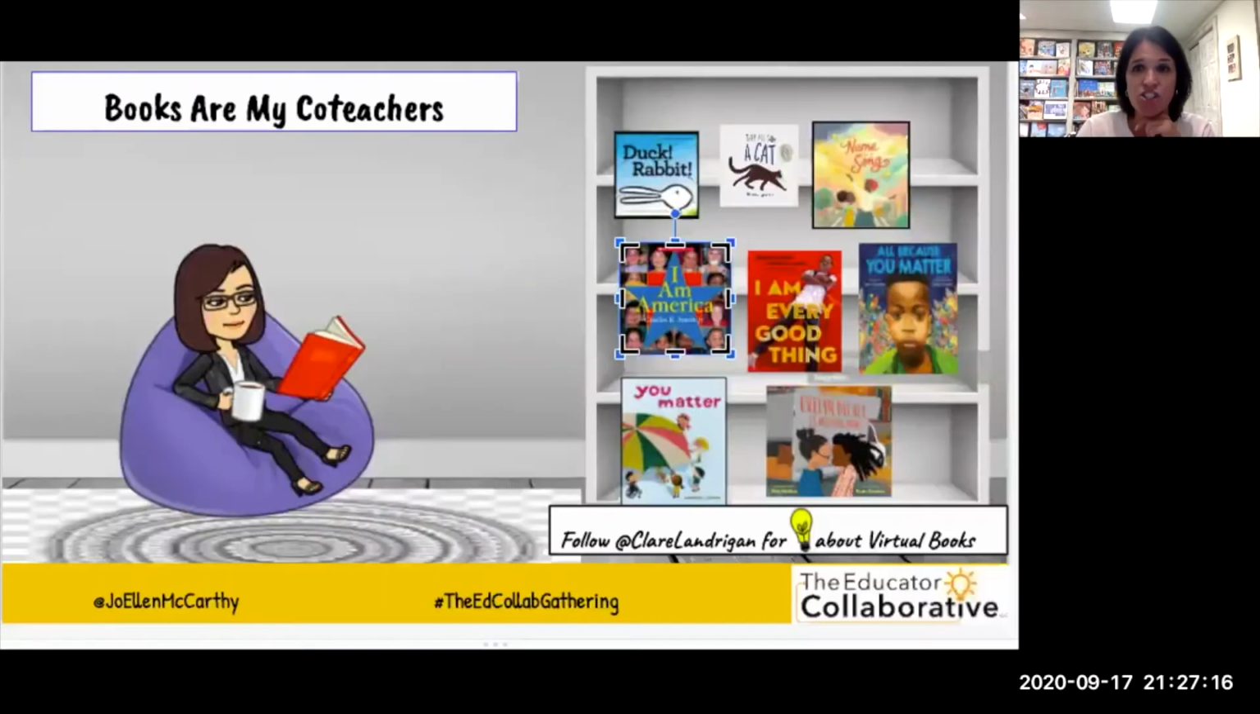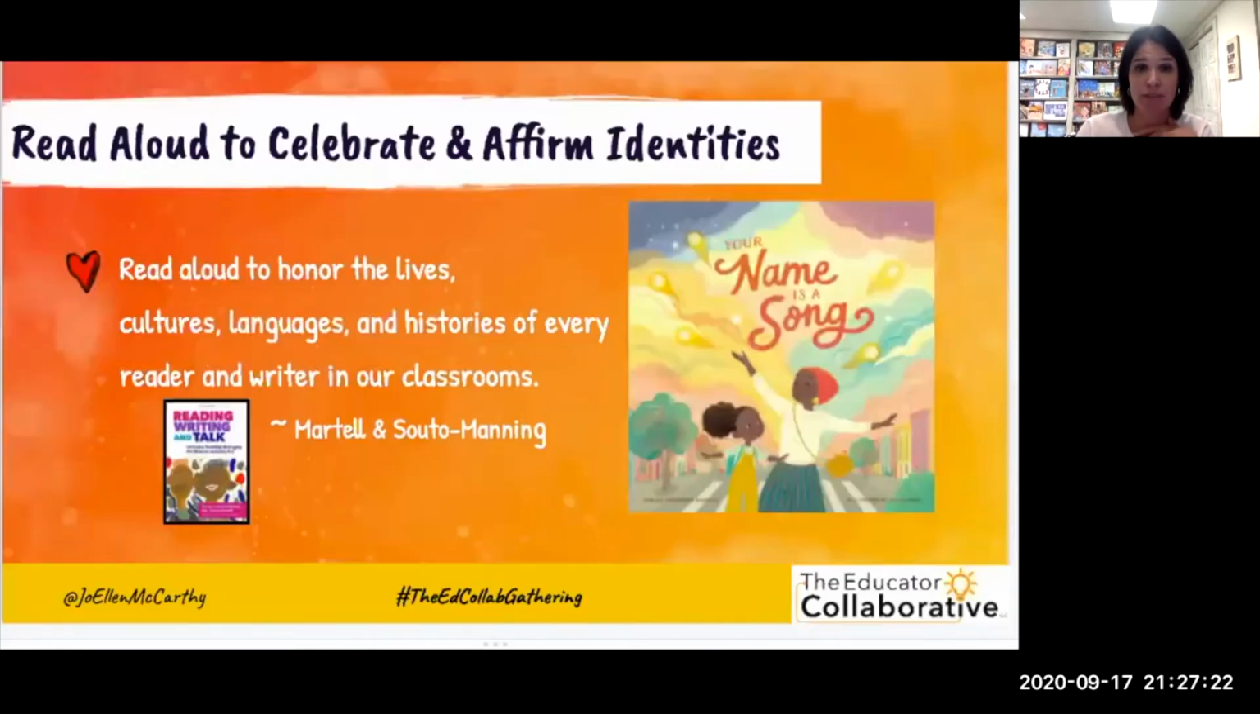On my shelf, you'll notice Your Name is a Song. And Your Name is a Song is a beautiful book by Jamila Tompkins Bigelow. In her book, she talks about how a little girl goes to school and she's very upset because her teacher does not pronounce her name the right way. And it's a beautiful story that really celebrates names and talks about how every name is a song.